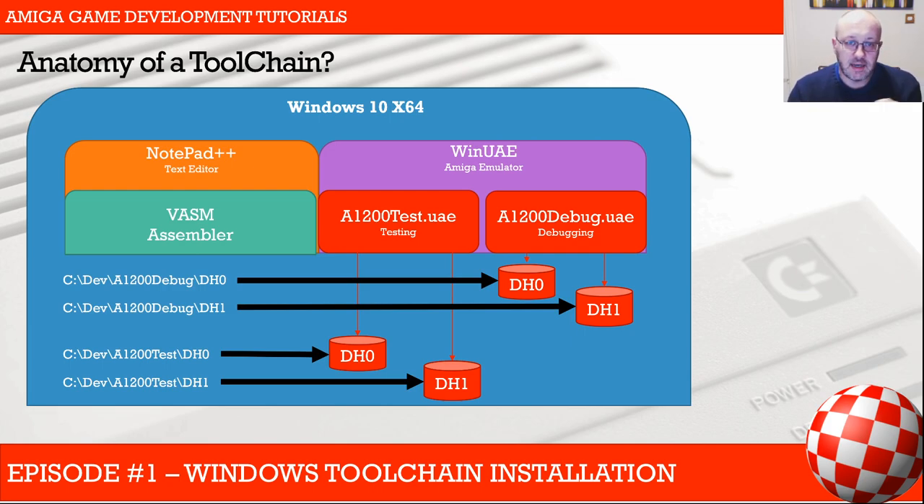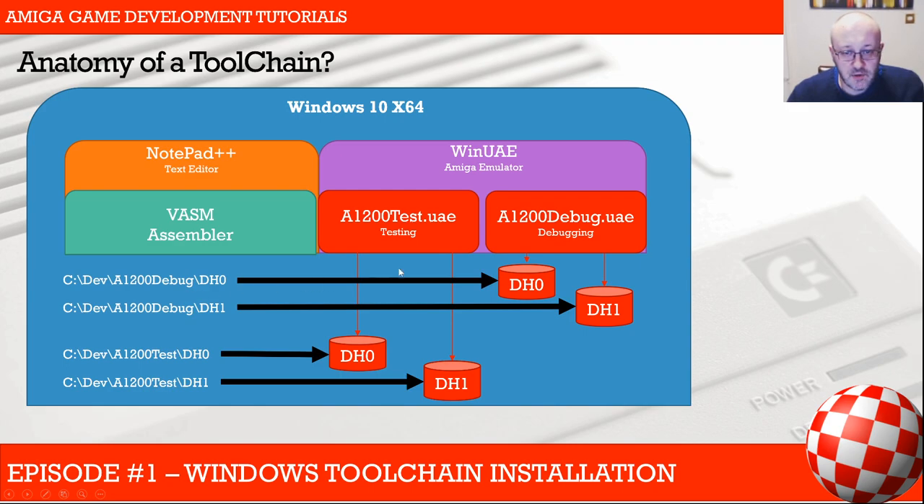The way it does that is that in WinUAE we create a couple of Amigas. In this case, the examples I'm giving here are an A1200 Amiga. We create one for testing and we create one for debugging. And on our Windows 10 machine, we create some folders, or directories as some people call them if you come from a Linux Unix world. C:\dev A1200 debug DH0, which is the Amiga hard drive zero, or the system drive. And we have a separate drive as well, which is DH1.